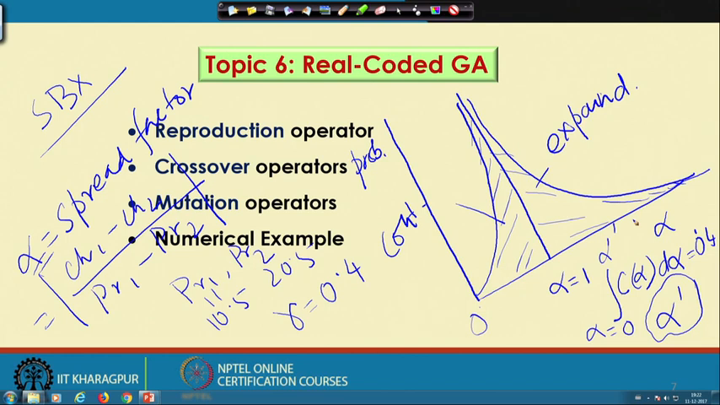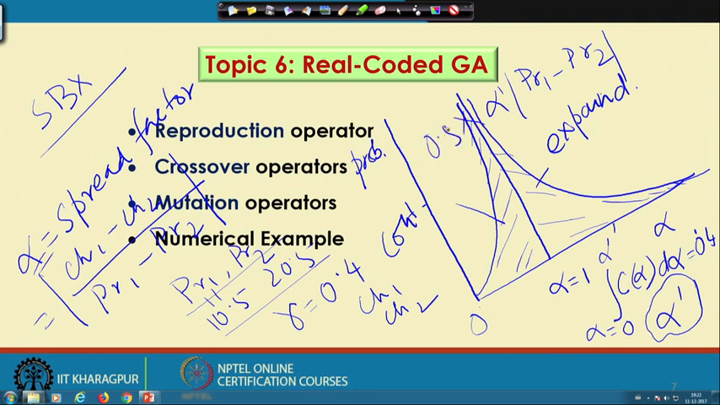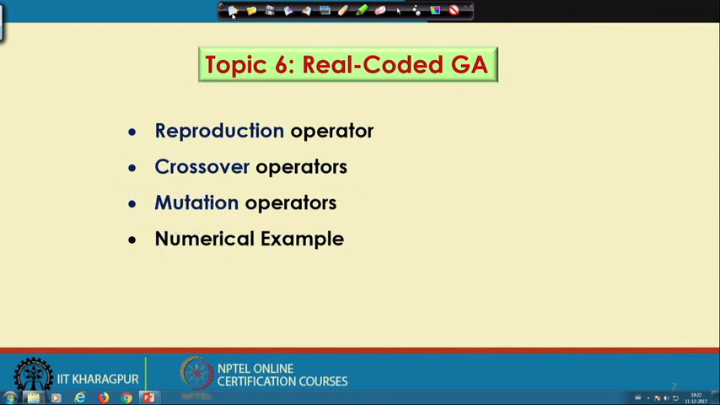Now, using that I can find out the child 1 and child 2. To determine child 1 and child 2, we consider the average of the parent properties and then find the difference of the parents, the mod value of Pr1 minus Pr2, multiplied by alpha prime multiplied by 0.5. This 50% we add to one child and the 50% we subtract from another child to get the other child. This is the way we can implement the SBX.